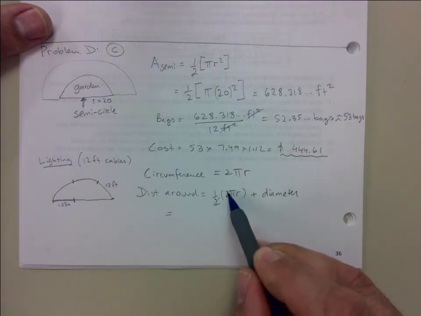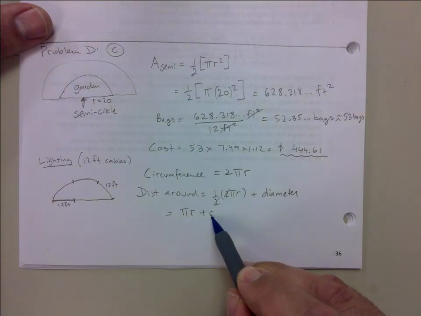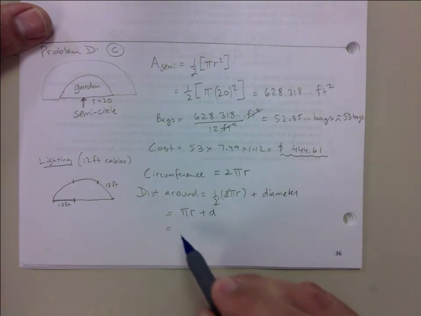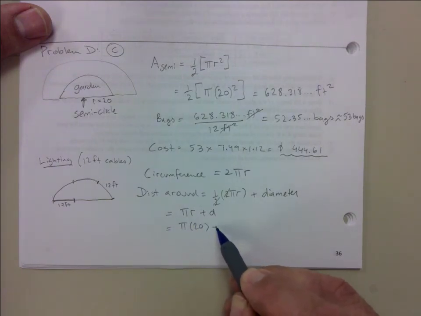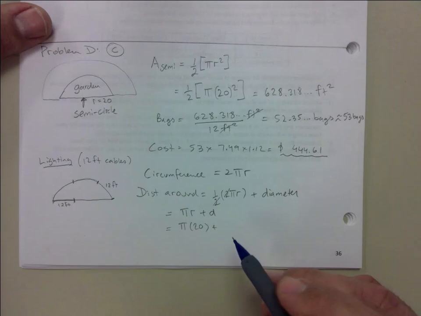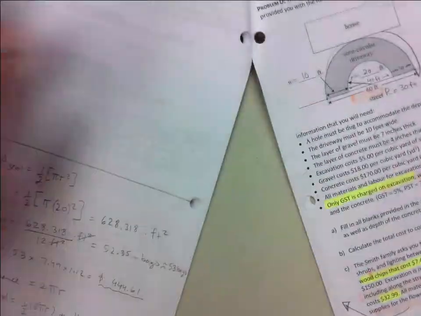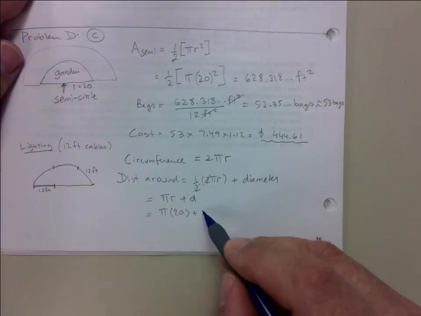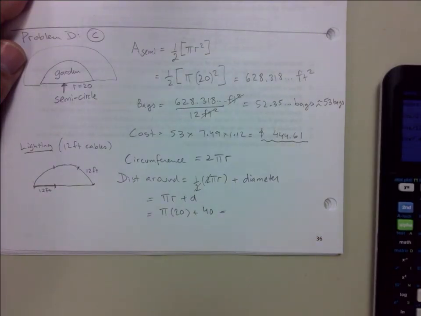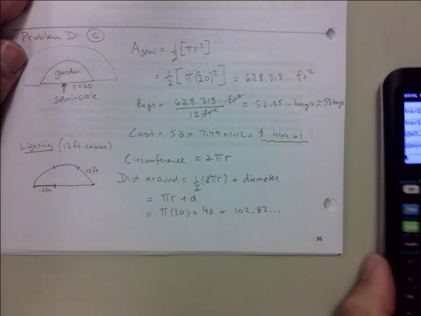Can you cancel the half and the 2? Yeah, it's like, why would we even bother? That's pi r plus the diameter. Pi times radius plus, what's the diameter? Anybody? It's 40, right? It's 40 right across. Where did you get that from? We figured it out that it was 40 here. So plus 40. So let's do the math there. I'm going to go 20 times pi plus 40. That's 102.83 something feet.